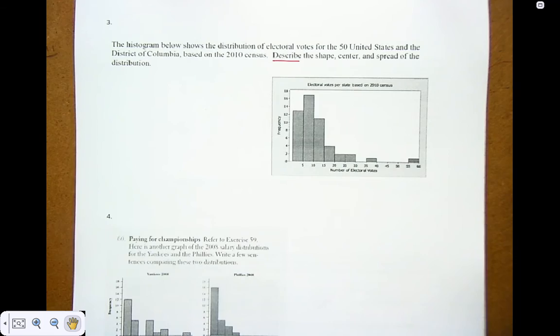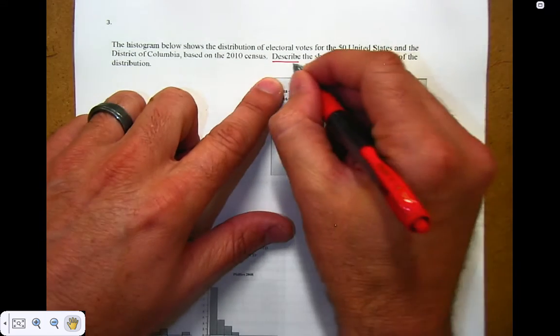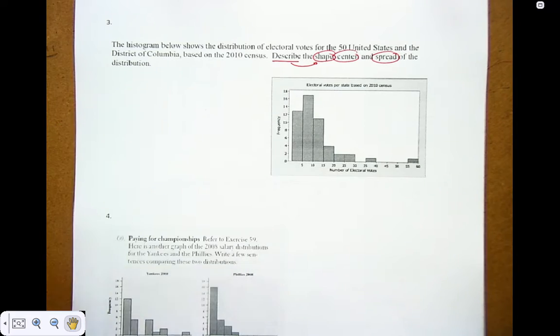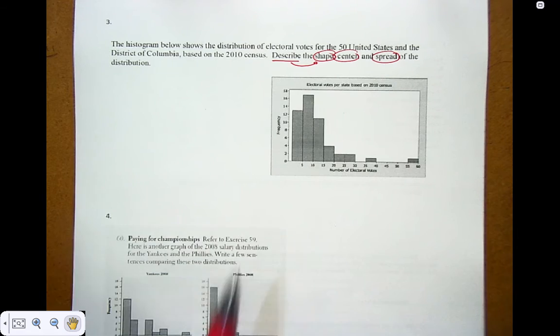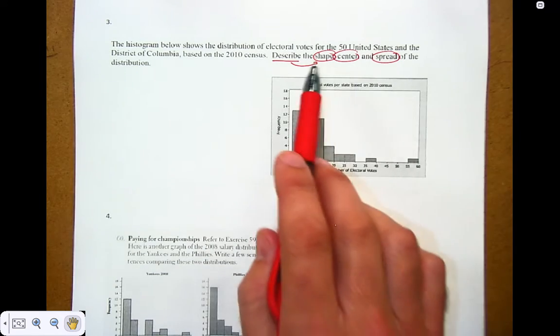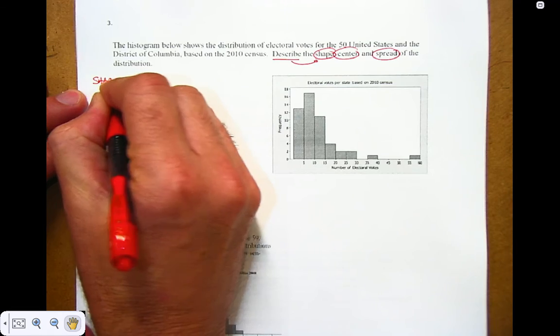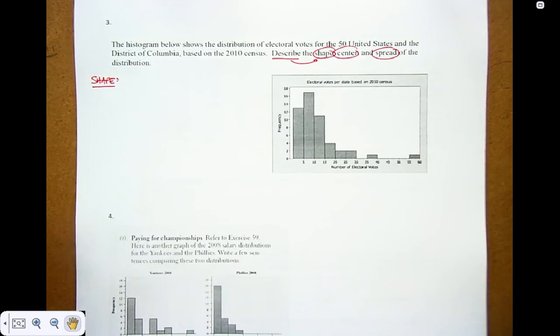So if on the quiz it says specifically describe shape, center, and spread, those are the only 3 things that I'm going to give you credit for doing. If you also want to discuss outliers, you can do that. I won't count it against you, but you don't have to do it. Now, in question number 4, you will have to do all 4. So in this one, it particularly says shape, center, and spread. So I'm going to address shape, okay, first.